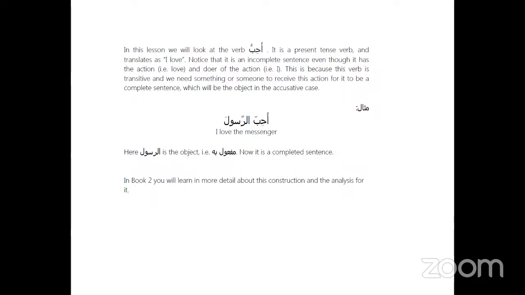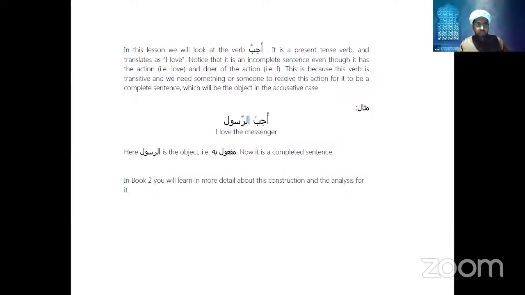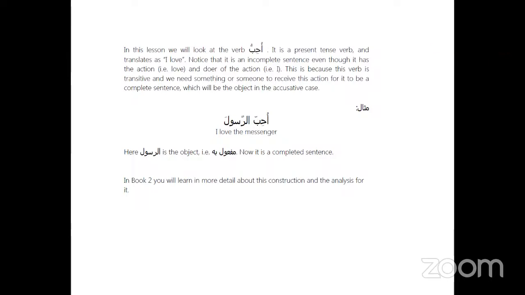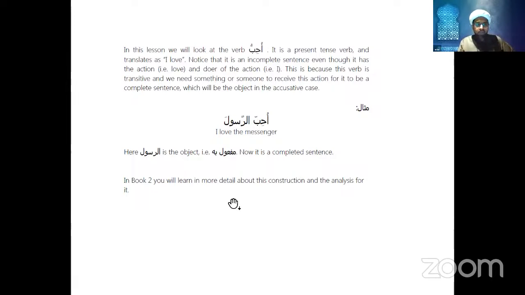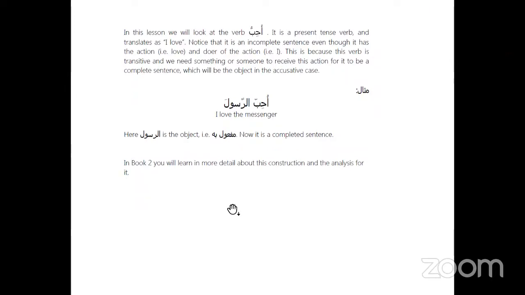For example, uhibba rasula. So Rasul will become the object in the accusative case. Here, Rasul is the object, that is maf'ul bihi. Now it is a completed sentence. Excellent. In Book 2, you will learn in more detail about this construction and the analysis of it.